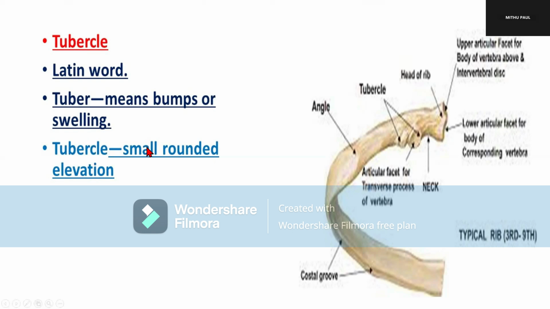So a tubercle is a small, rounded elevation, such as on this rib. On the posterior part of the rib, there is an elevation nearer to the part known as the neck of the rib. This small bony elevation is known as the tubercle. This sort of feature you will find in other bones also.